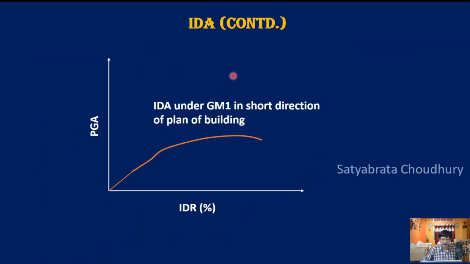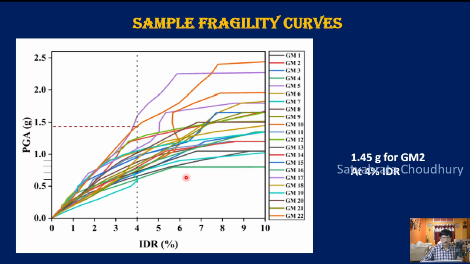A typical incremental dynamic analysis result is shown here. Along the x-axis you have the IDR percentage, the interstory drift ratio in percentage, and on the vertical axis you have the peak ground acceleration values. So here it is 0.1 g, 0.2 g, 0.3 g, 0.4 g, up to whatever maximum you have taken. I have just drawn a schematic diagram of the IDA, say for GM1. This way you carry it out for all the ground motions. There are 22 ground motions, GM1 to GM22, and you get the IDA curves like this. These are all IDA curves.